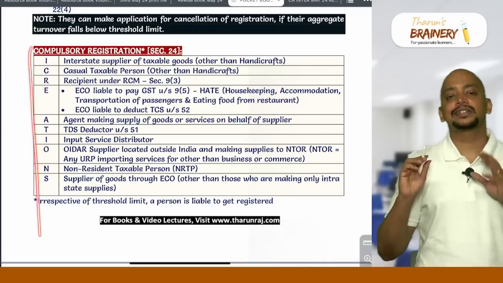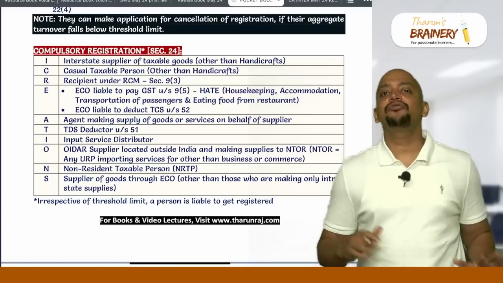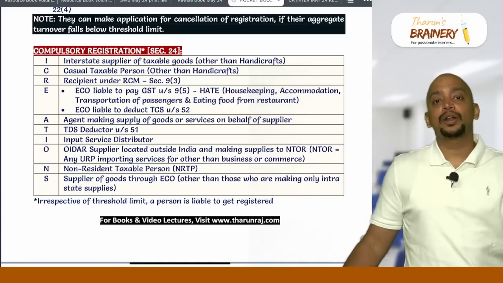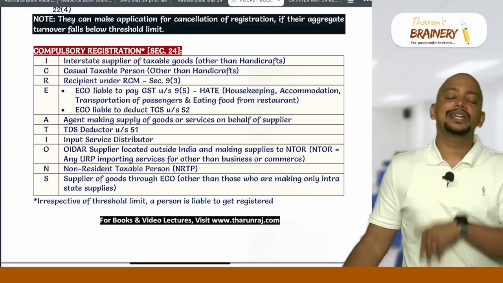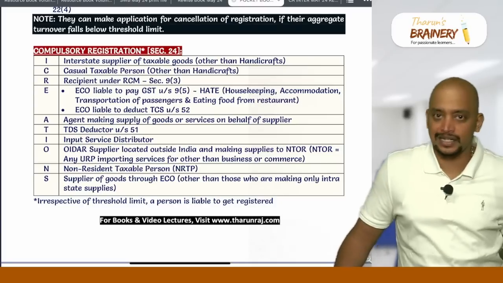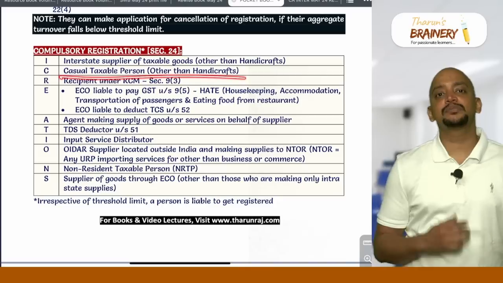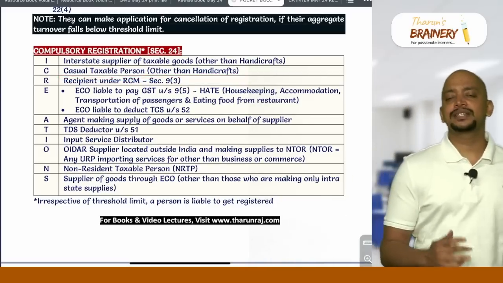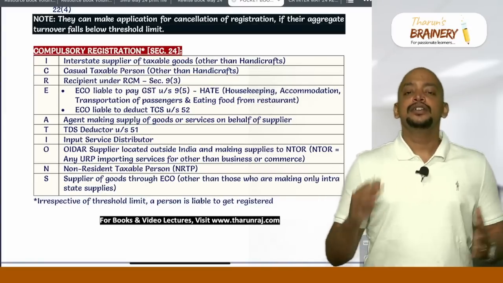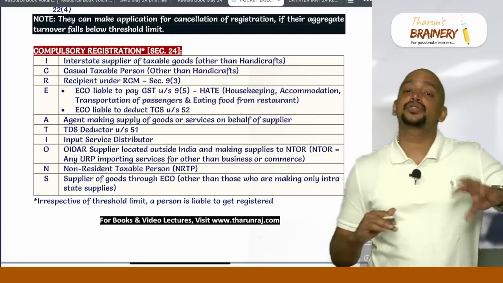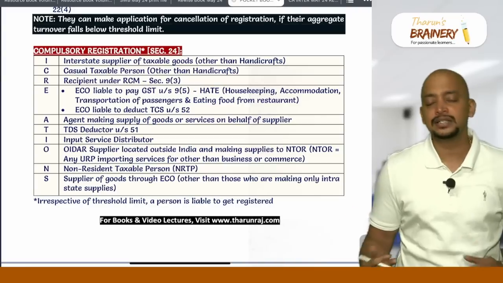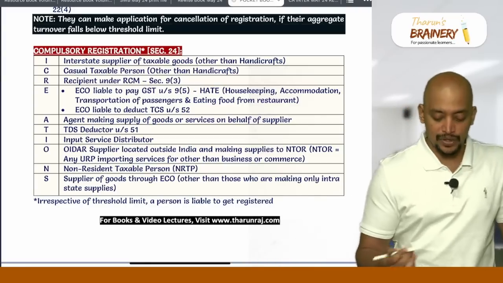So what are those cases? Remember the keyword I CREATION. I for person making interstate supply of goods, not interstate supply of services, interstate supply of goods, that too other than handicraft. If he is making interstate supply of services or interstate supply of handicrafts, they need to register only when aggregate turnover exceeds the threshold limit. C for casual taxable person other than handicrafts. A casual taxable person is a person who comes from another state to this state and does not have any physical place of business in this state, so they are compulsorily required to get registered, and the registration granted to them will be a temporary registration. But if they are coming as handicraft sellers, in that case they need to register only when aggregate turnover exceeds the threshold limit.